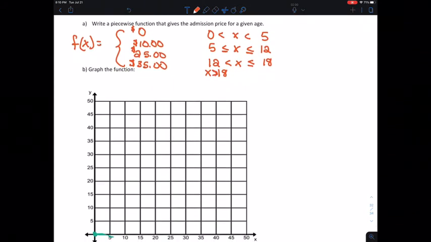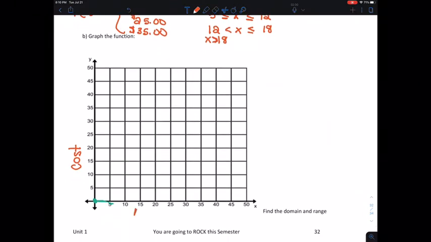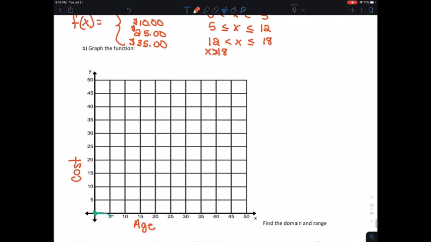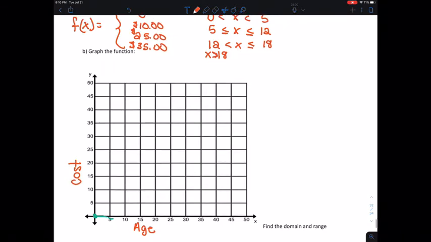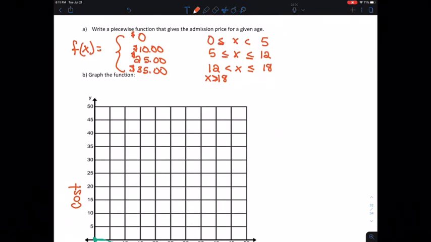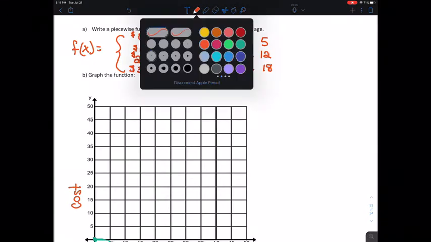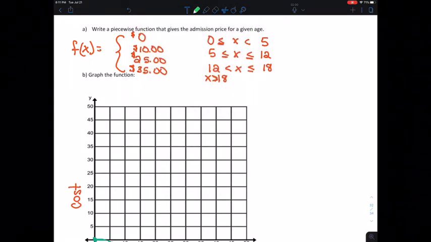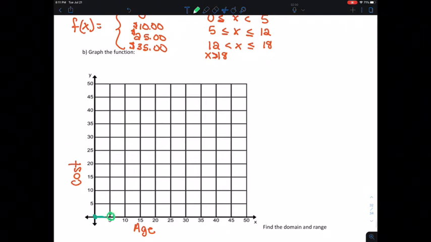Let's remember that we always have to label our graphs. So our y value is the cost, and on the x-axis, we're measuring the age. Between 0 and 5, and it should be a closed circle on 0 because you can't be a negative age. So between 0 and 5, they pay $0.